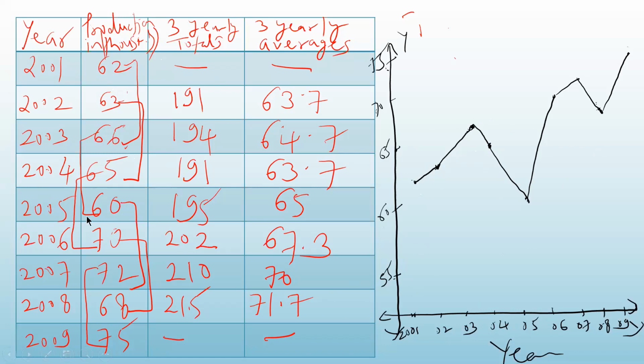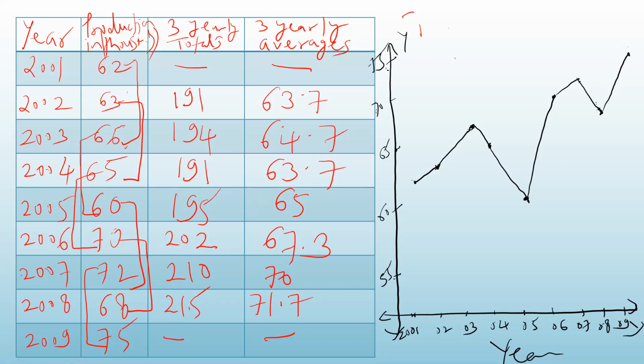65 it became. Then again it has come down in 2005. In 2005 it has become 60 here. In 2006 again it has jumped. It has become 70 here. Okay. Then 2007, 72. Again it has increased. After 72 again it has declined, maybe for various factors, 68 and then 75.